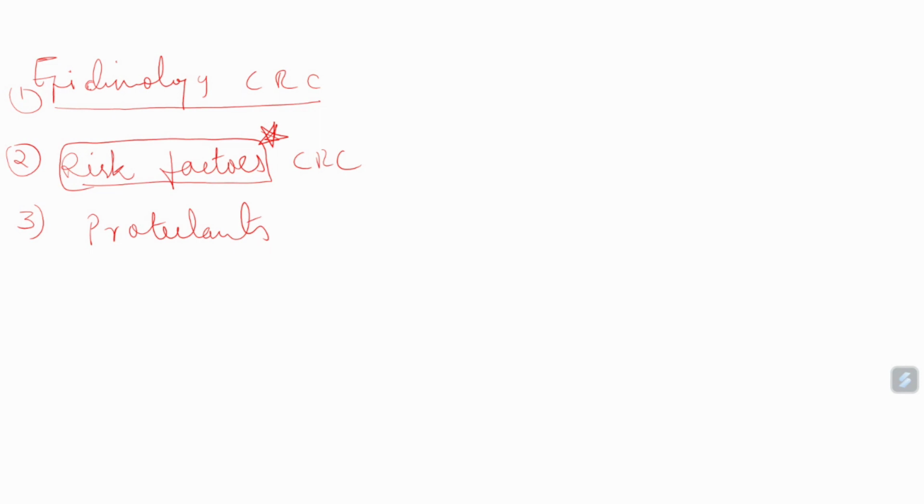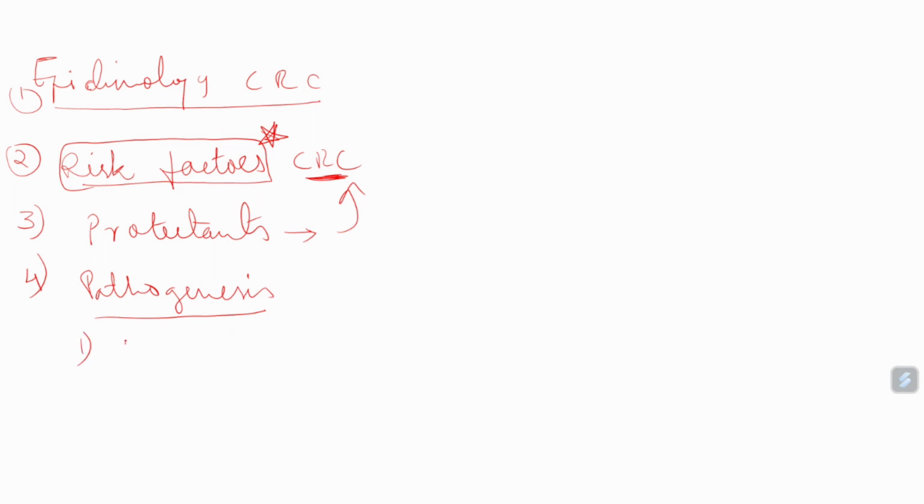In the GI tract, if a patient is at risk of colorectal cancer, protectants can protect the patient from getting colorectal cancer. So I'll try to tell you some protectants, their roles and responsibilities. And next we'll try to see the pathogenesis. In pathogenesis we have many mechanisms, but majorly we have two mechanisms.